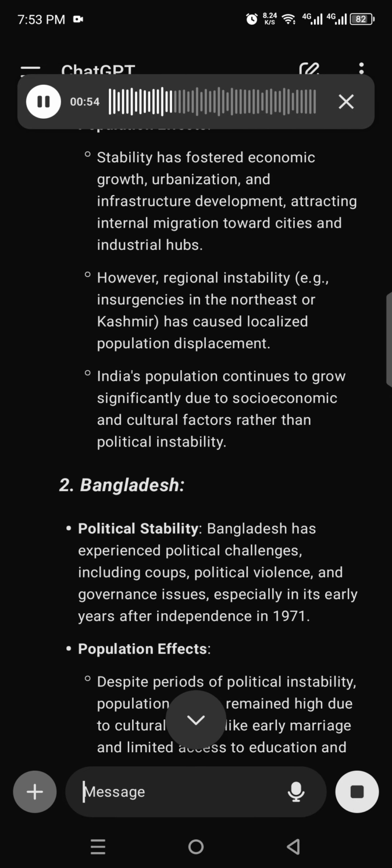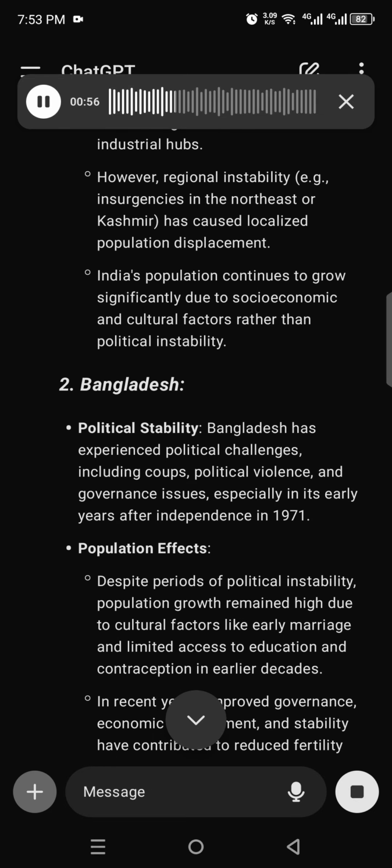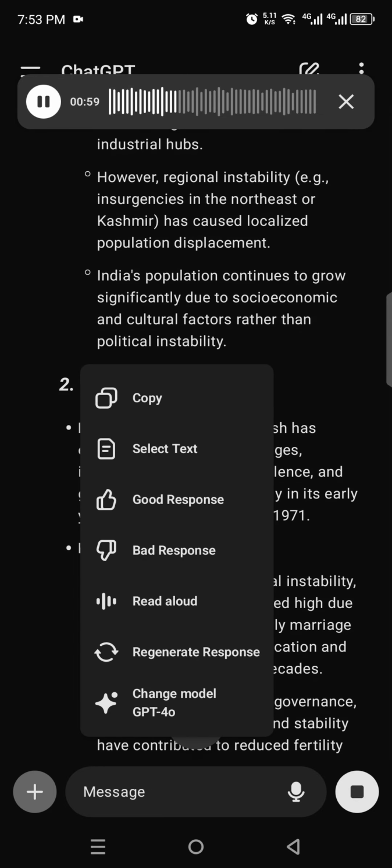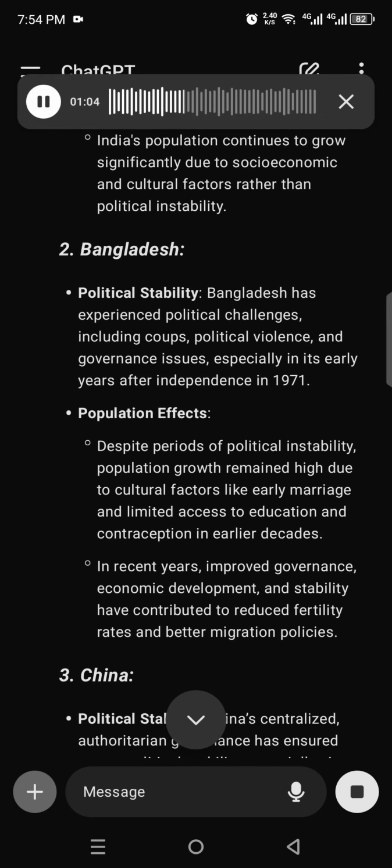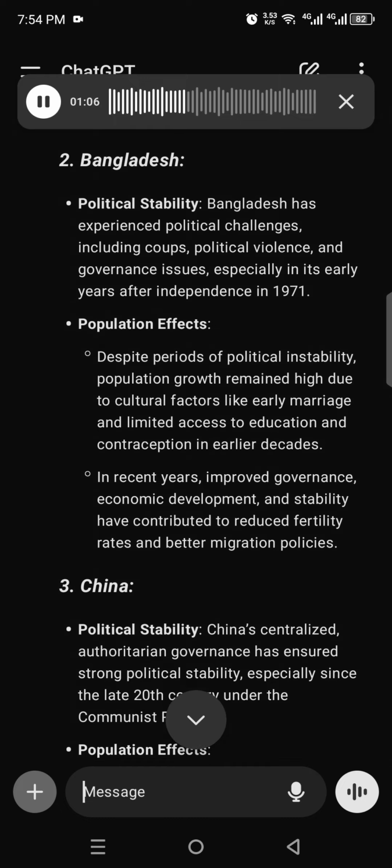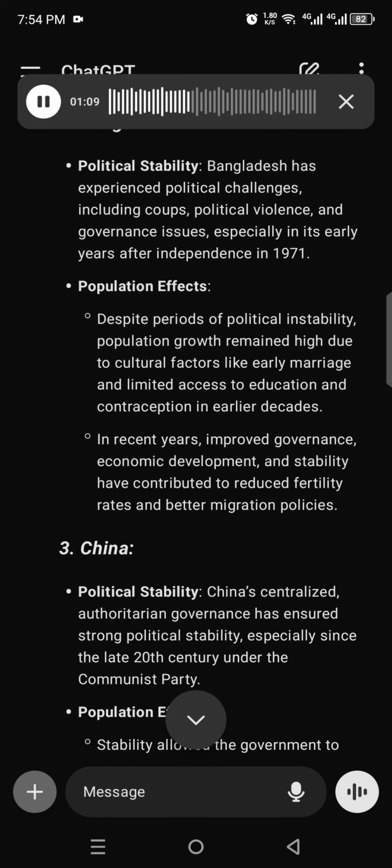2. Bangladesh. Political stability. Bangladesh has experienced political challenges, including coups, political violence, and governance issues, especially in its early years after independence in 1971. Population effects. Despite periods of political instability, population growth remained high due to cultural factors like early marriage and limited access to education and contraception in earlier decades. In recent years, improved governance, economic development, and stability have contributed to reduced fertility rates and better migration policies.